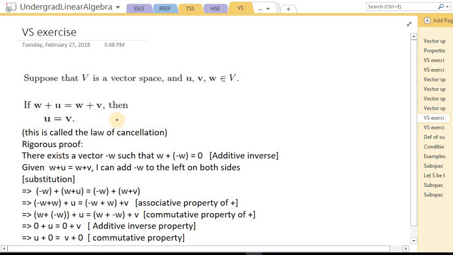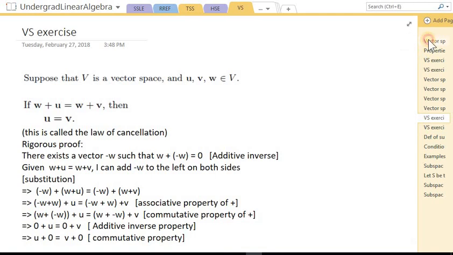Now, you need to justify every single step. How would you cancel in usual arithmetic? If you just had this statement in usual arithmetic, you just subtract W from both sides. But we have to justify that in vector spaces. Do we have something that we add to both sides that we can cancel? And the answer is yes.